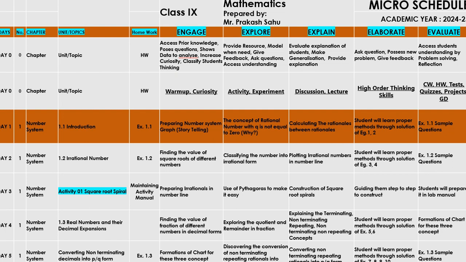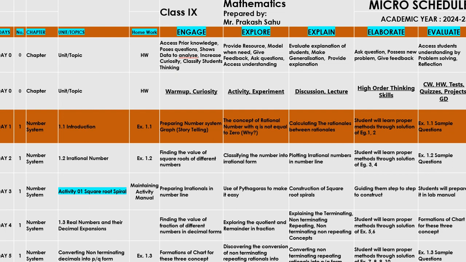And the next thing is elaborate. Students will learn the proper method through the solution of examples 1 and 2. If you refer to the NCERT book, you will get to know that they are going to elaborate. It means they are going to use the higher order thinking skills from what they have learned, solve the questions, and obviously evaluate. So exercise 1.1, the sample questions we are going to give to the students, with the help of that we can evaluate how much students have learned. So this is all regarding the 5D method as well as lesson planning.